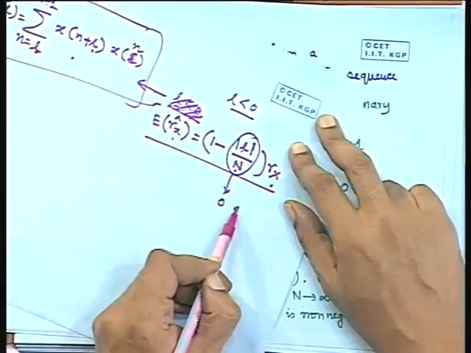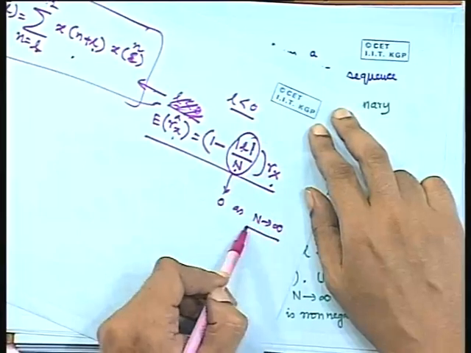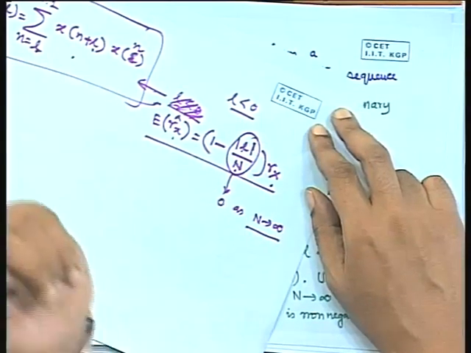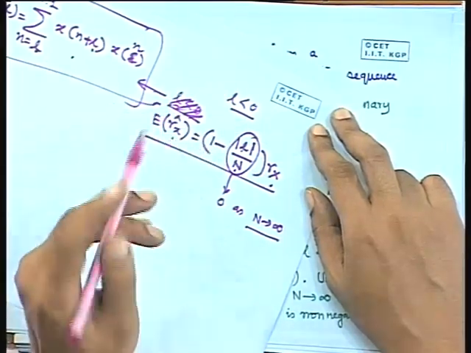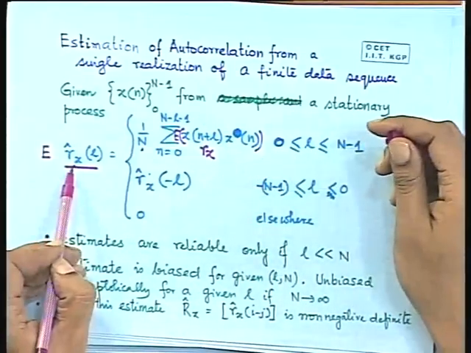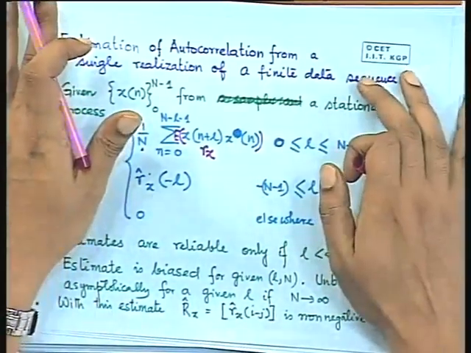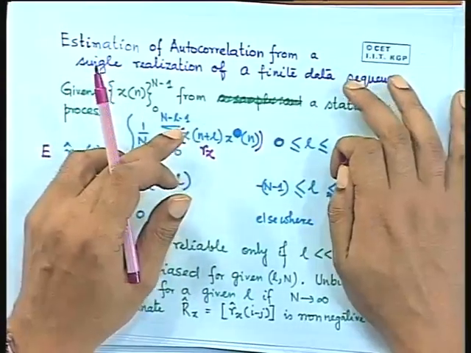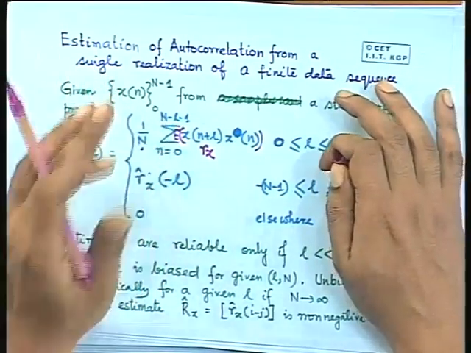This term will tend to 0 as N tends to infinity. So this estimate will become unbiased, that is, it will converge to the true correlation, provided you have taken a large number of data points compared to L. Intuitively this is quite clear. So this estimate is as such biased, but it is asymptotically unbiased. Asymptotically means as capital N tends to infinity, it will become unbiased, but as such it is biased.